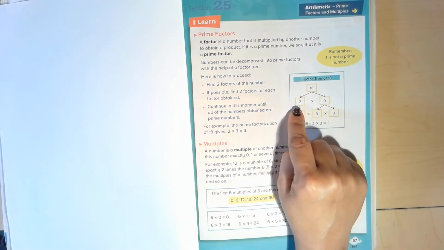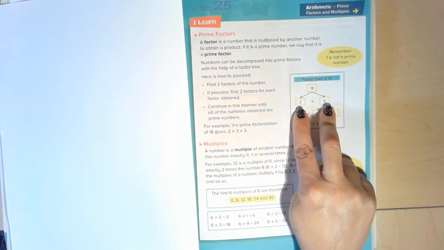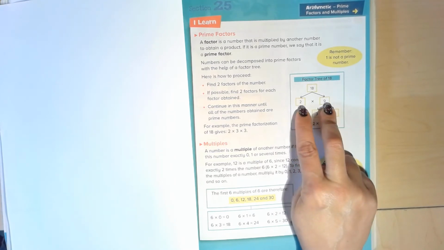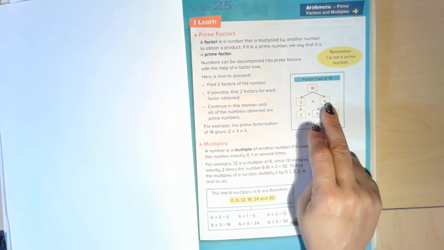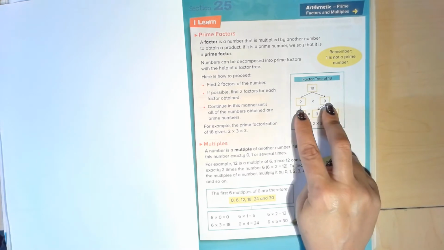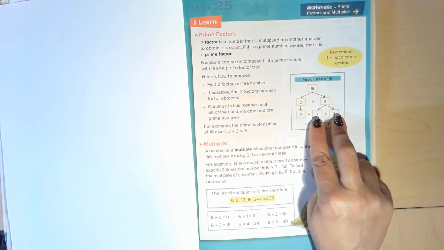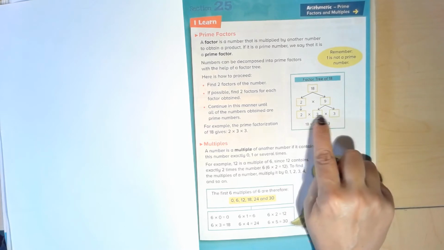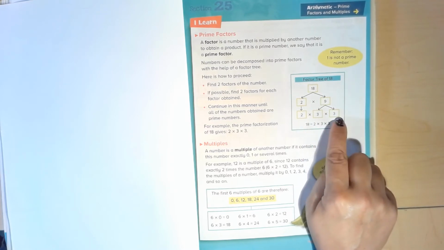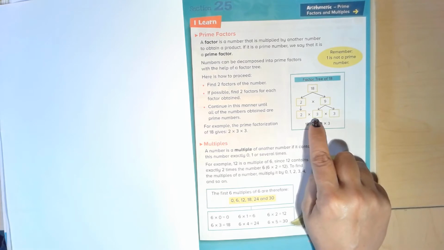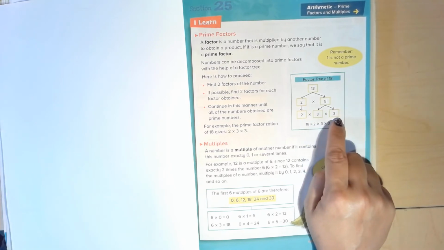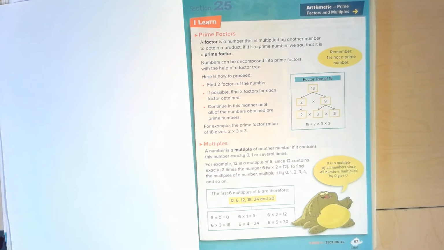So 18 we split into 2 times 9. We brought down the 2 because that's already a prime factor. And then we took the 9 and we split the 9 into a 3 times 3. And then we put them all together. 2 times 3 times 3. 2 times 3 is 6. And 6 times 3 is 18. That's all you have to do. Just breaking down or decomposing a number into its prime factors.